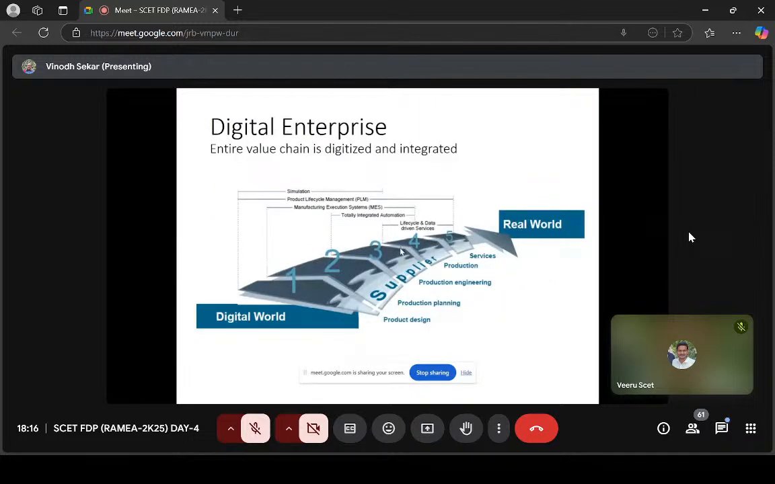So now we could see the digital enterprise, which connects the physical and the digital scenario. There are a lot of engineering functions starting from product design, production planning, production engineering, production and services. And we do have technologies in the system, starting from simulation modules, product lifecycle management modules, and integrated automation, and also lifecycle management tools, which can help in the coordination and interlinking of various functions in the context of the digital factory.